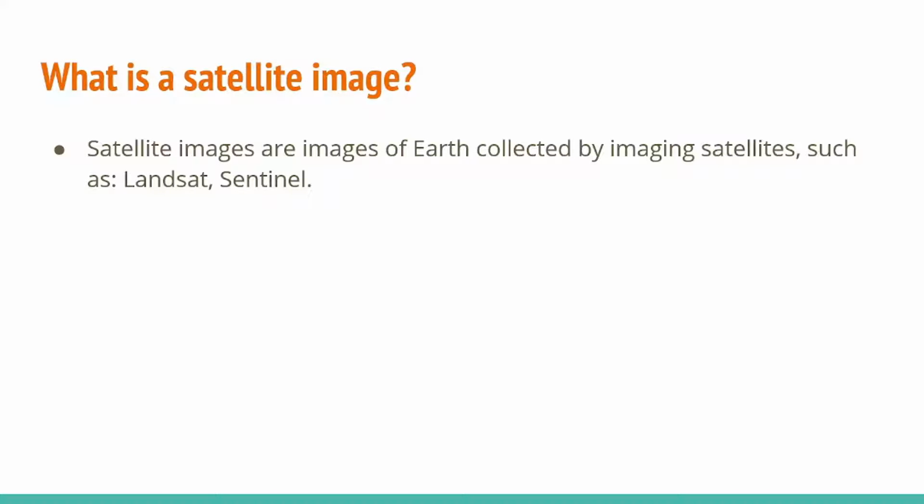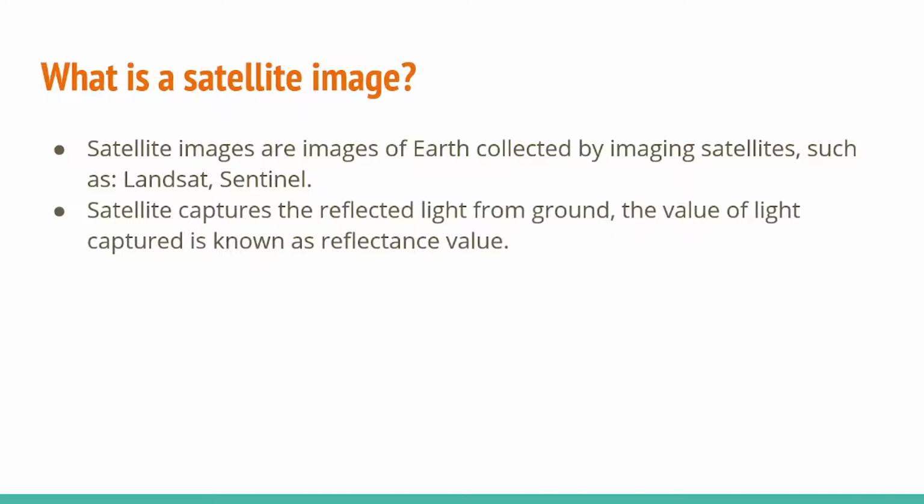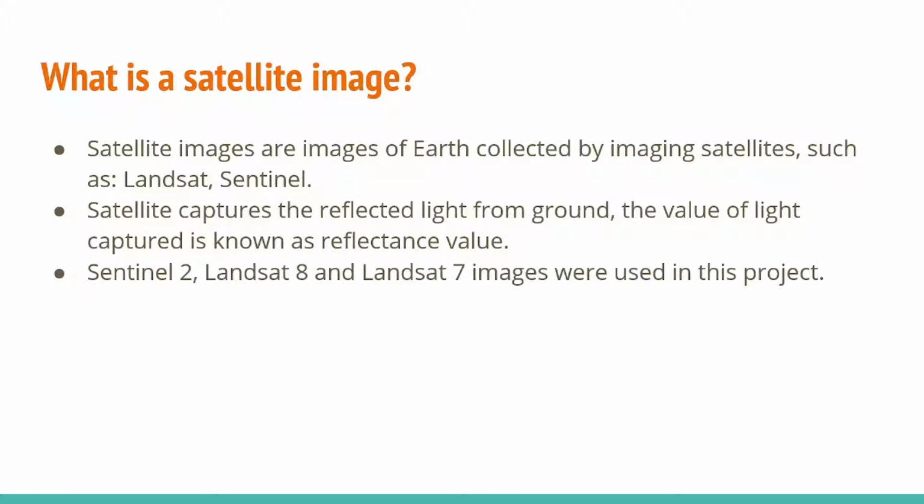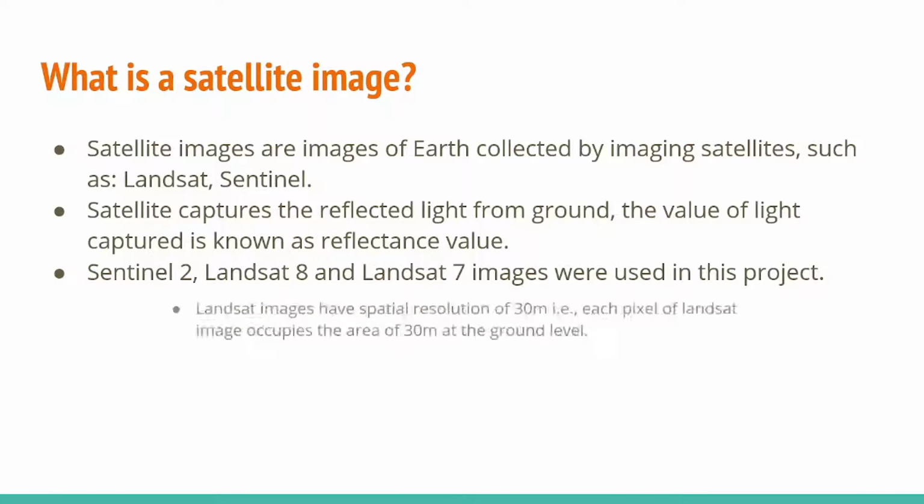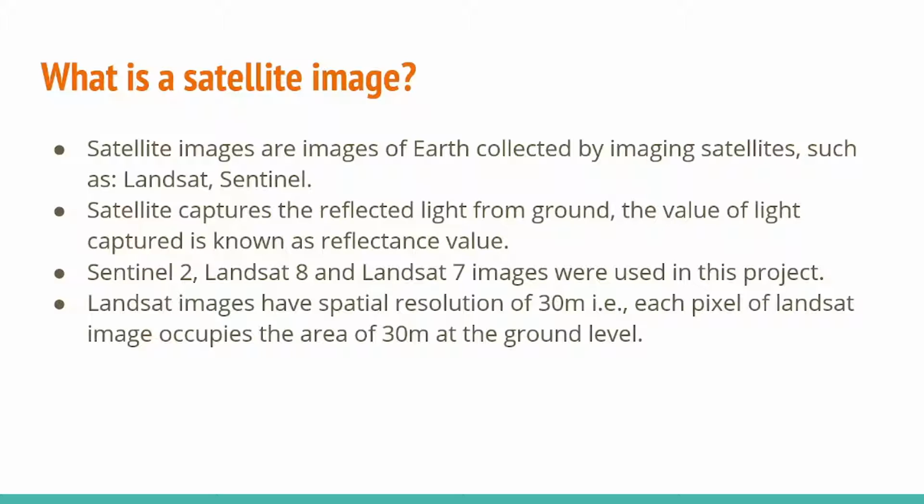What is a satellite image? A satellite image is the image of Earth collected by imaging satellites such as Landsat and Sentinel. The satellite captures the reflected light from the ground. The value of light captured is also known as reflectance value. Sentinel-2, Landsat-8 and Landsat-7 images were used in this project. Landsat images have a spatial resolution of 30 meters. Each pixel of a Landsat image occupies an area of 30 meters at the ground level.